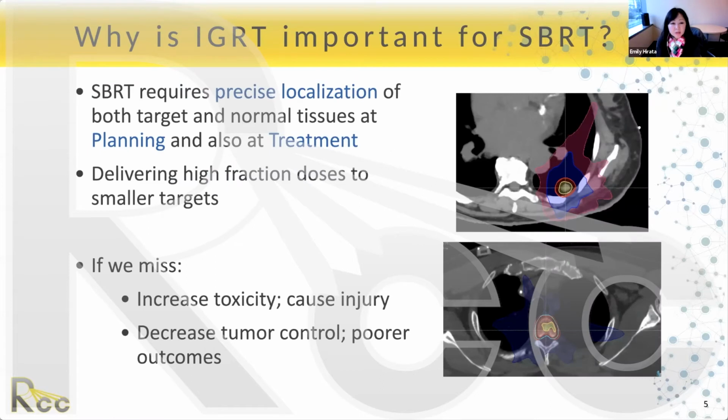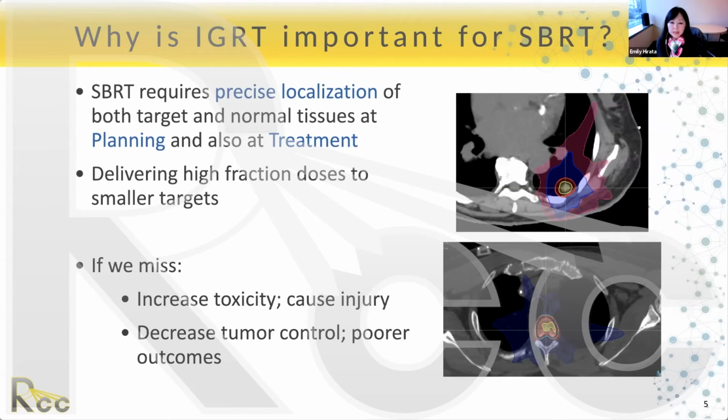Also, SBRT requires precise localization of the target, the tumor and also the normal tissues at planning and also at the time of treatment. You want to make sure that the beautiful isodose plans that you generated on your treatment planning system is something that is also going to be delivered at the machine. And we're also delivering higher fraction doses to smaller targets.